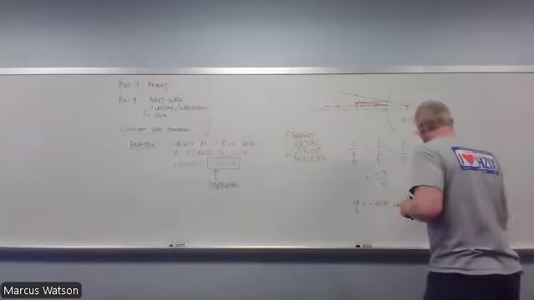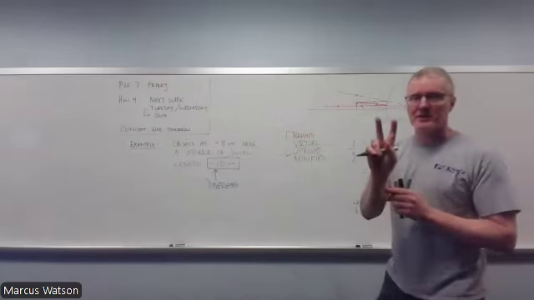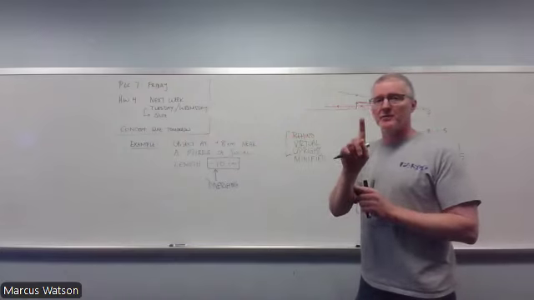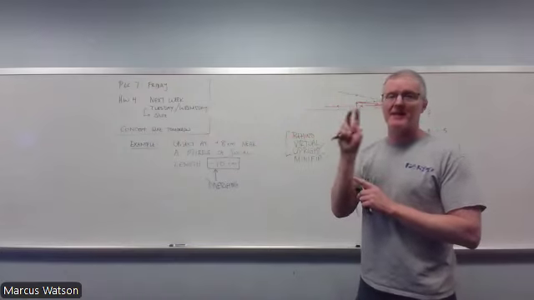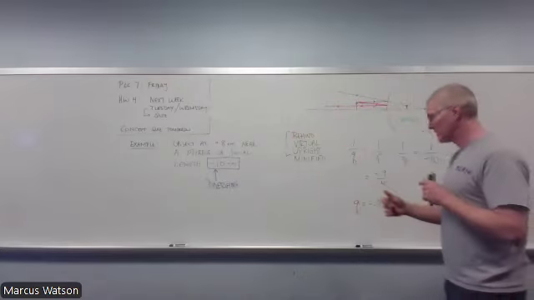Magnification, negative Q over P. Remember, it's going to give us two pieces of information. Is it upright or inverted? And that's going to be the plus or minus sign. Is it magnified or minified? And that's the magnitude of the number.